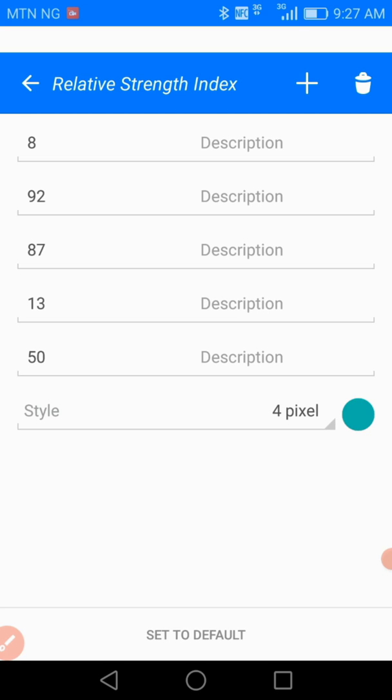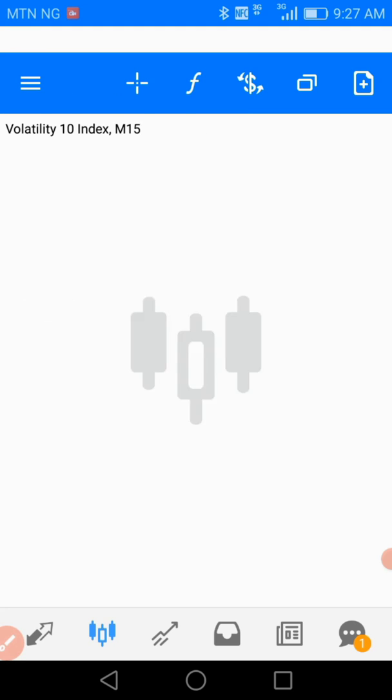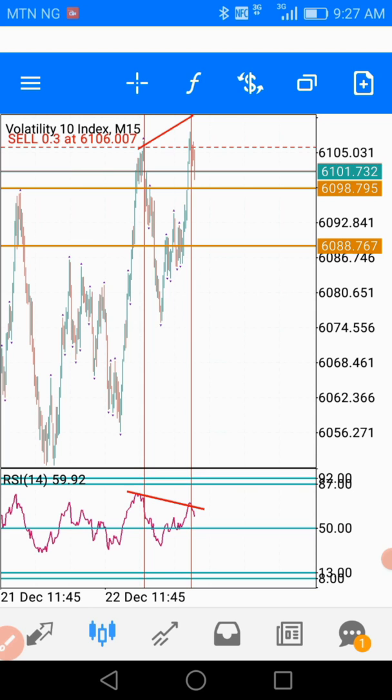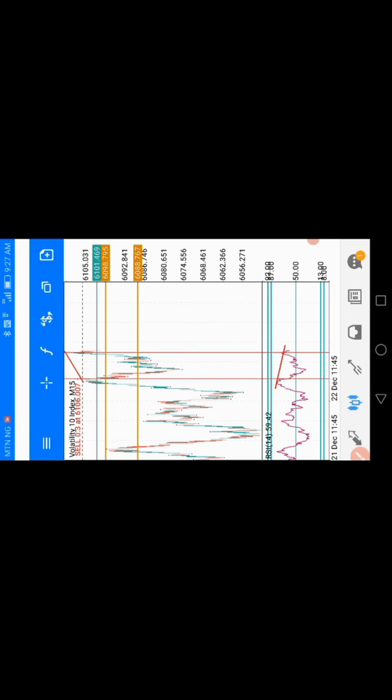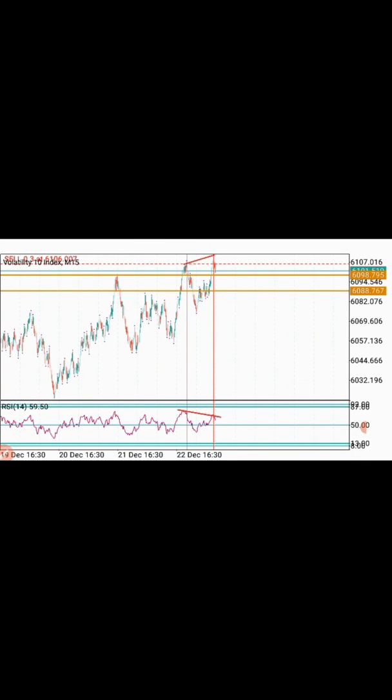Then the style 4 pixels. Color is that blue color you're seeing. Then you go back and click done. Yeah, but then let's go landscape. Let me show you another thing.